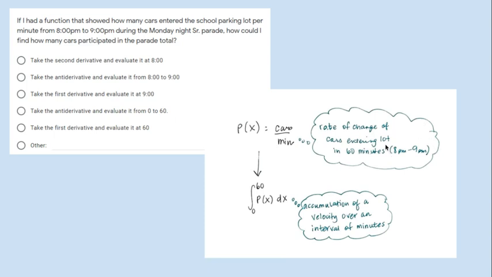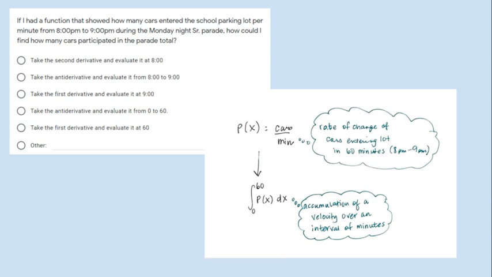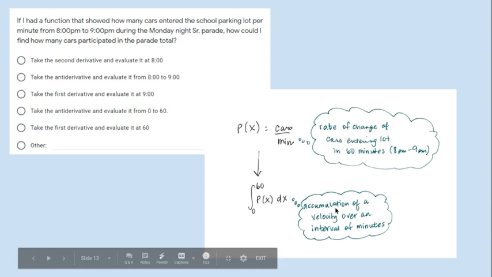All right, and here are some of my thoughts. Rate of change of the cars entering the lot in 60 minutes. And then here's my accumulator function as I wrote it out as I was thinking. And remember, you accumulate the velocity to find a total distance traveled.